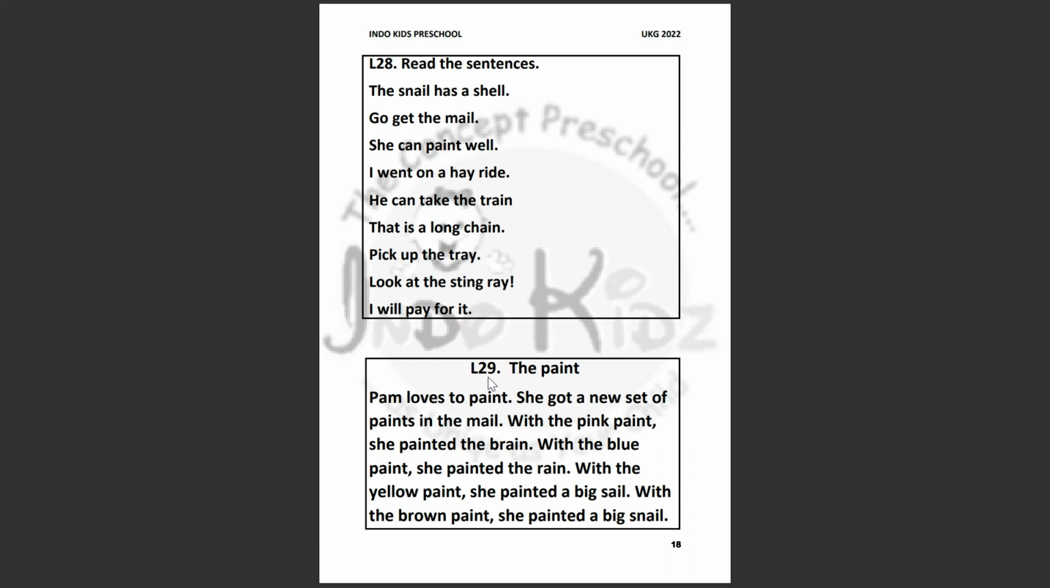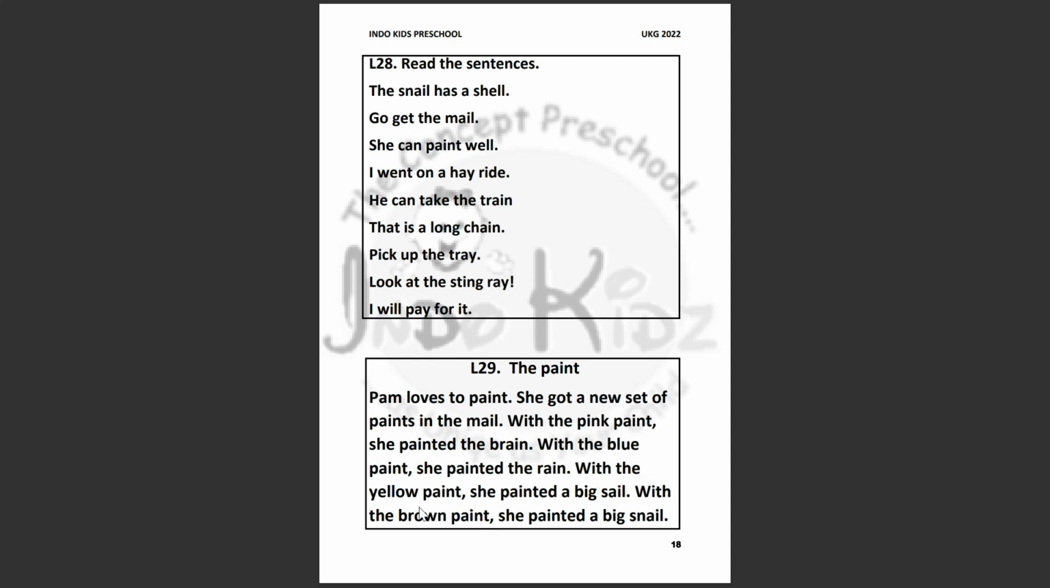Lesson number 29. Pam loves to paint. She got a new set of paints in the mail. With the pink paint, she painted the brain. She painted the brain. With the blue paint, she painted the rain.